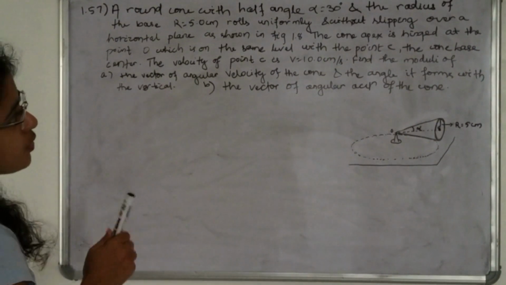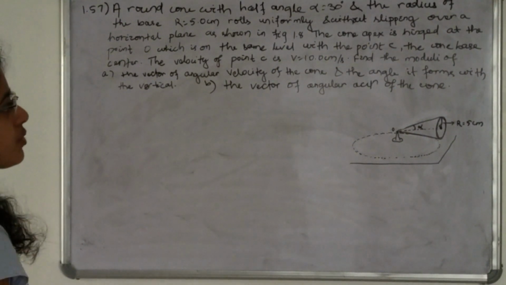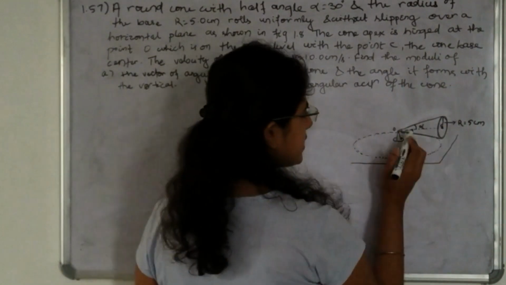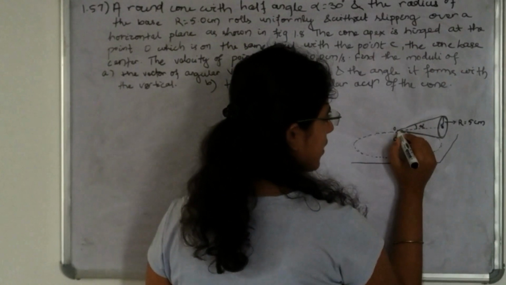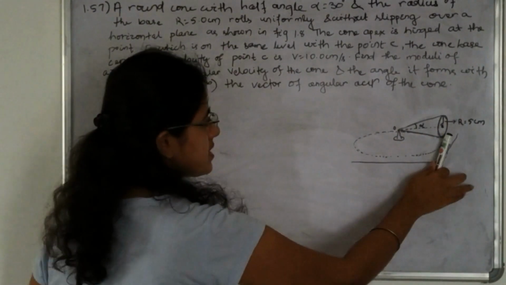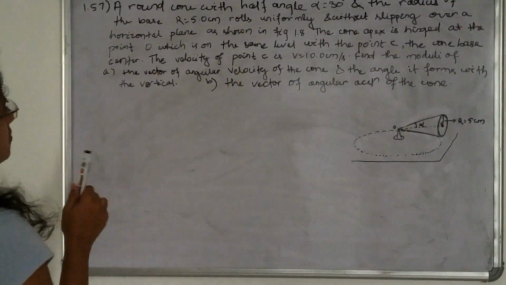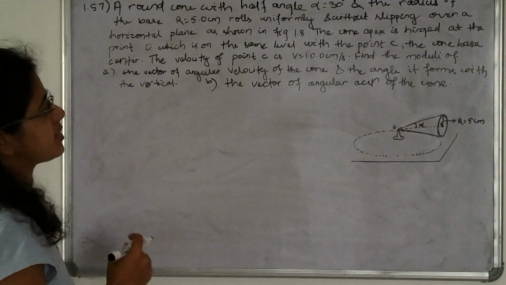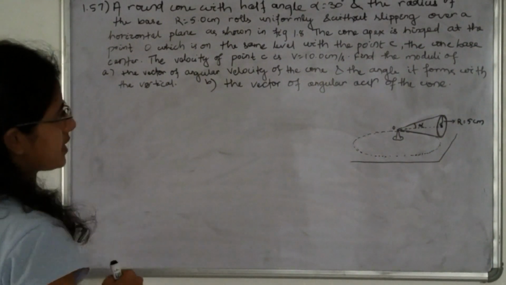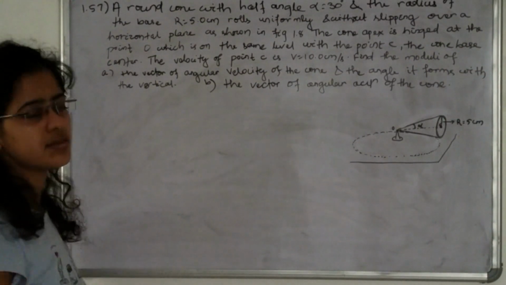Next, the cone apex is hinged at the point O, which is on the same level with the point C, the cone base center. This cone is hinged at the point O, so this point O and C are on the same level. C is the cone base center. Find the moduli of, first, the vector of angular velocity of the cone and the angle it forms with the vertical. Second, the vector of angular acceleration of the cone.